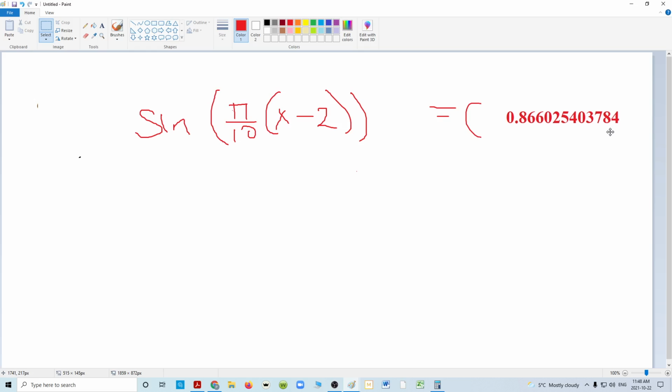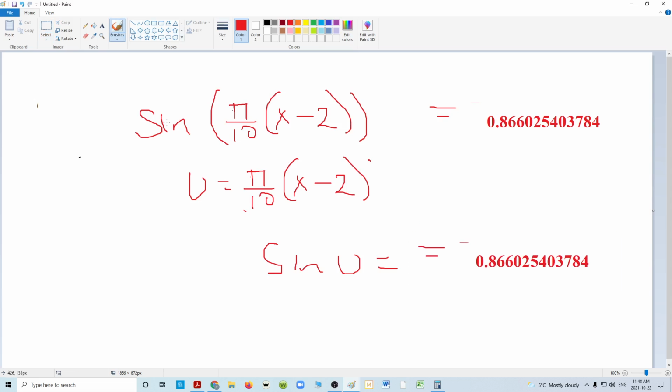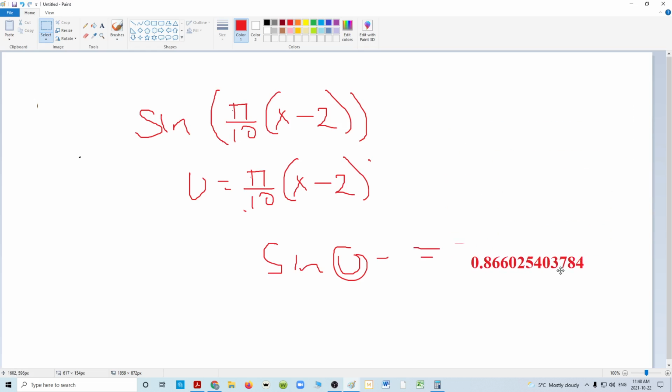Well, the secret here is not to get yourself bogged down until you're comfortable. Just let u equal the interior. Great. Then just simply find sine of u first. When will the sine of this angle be that? You don't have to call it u. If you want, you can call it theta, or omega, or whatever you want. But I like u because it's a nice consistent replacement.